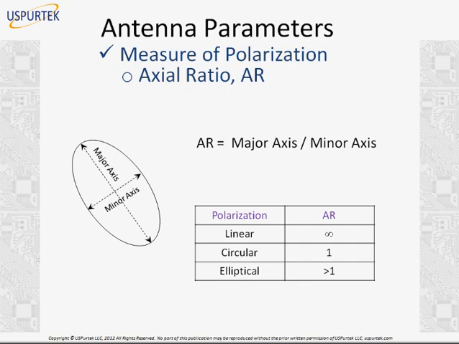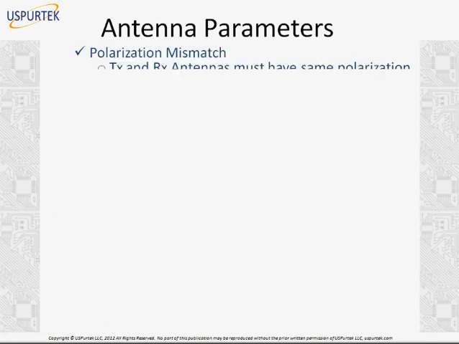For circular, we have equal dimensions in both major and minor, then the number is 1. And for elliptical, it will typically be more than 1. So axial ratio will be a parameter defined for a polarized antenna. When you have polarized antennas, this is a typical parameter. The value of this will indicate how much polarization is there in the antenna.